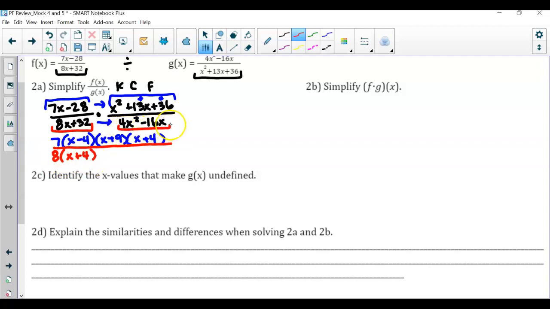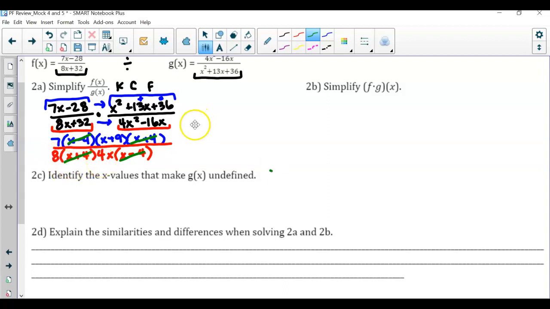Now here, we do have a GCF in this binomial, but not just 4, because notice how they also both have at least 1x. So this is 4x times x minus 4. Now we can start canceling out. Well, I see I have x minus 4 and I have x plus 4. Now here you've got 7 but it cannot be simplified by either 8 or 4.